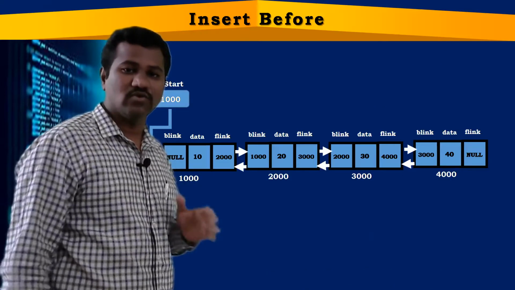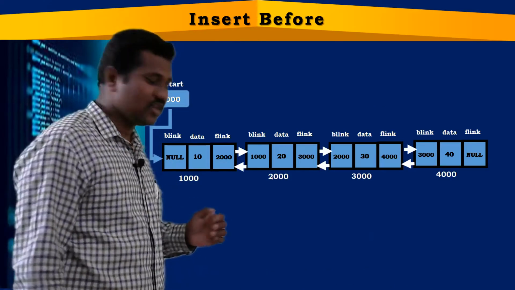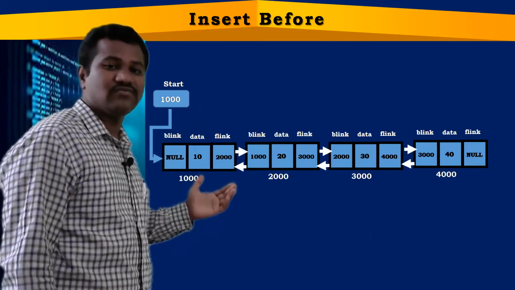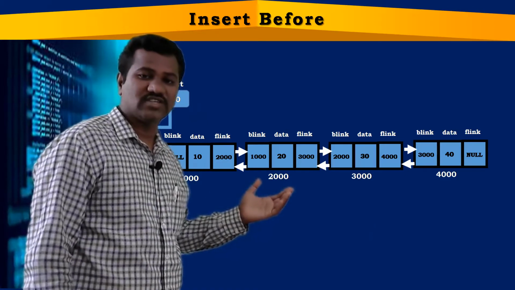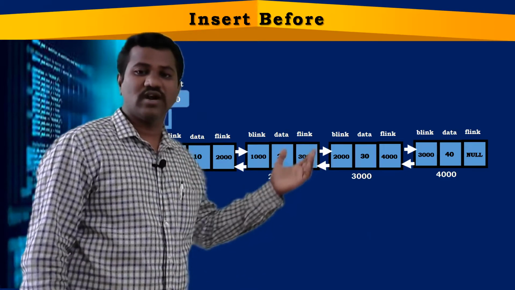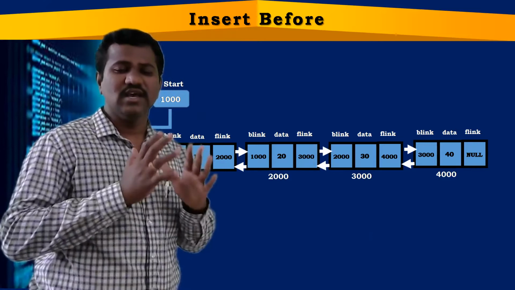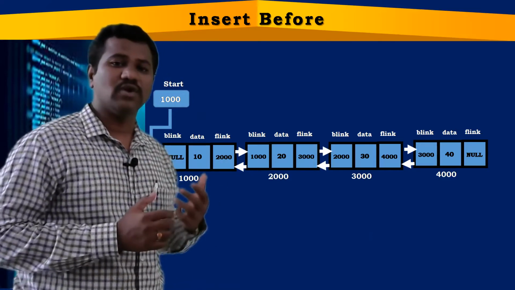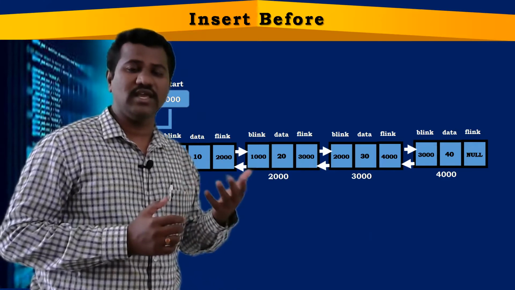We have some set of nodes in the double linked list in such a way that the address 1000 has been stored in the start pointer, and the forward link of 1000 contains the address of the next node, and the forward link of 2000 contains the address of the next node. Like this, the nodes exist in the double linked list. Now I would like to insert a new node before any given node.